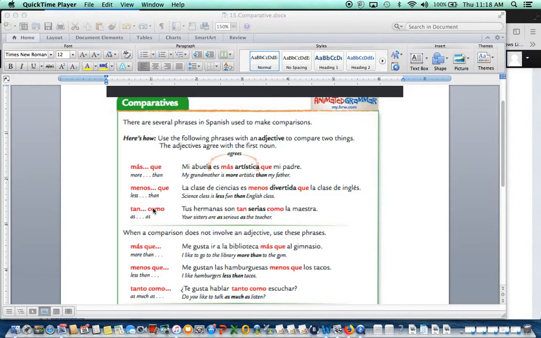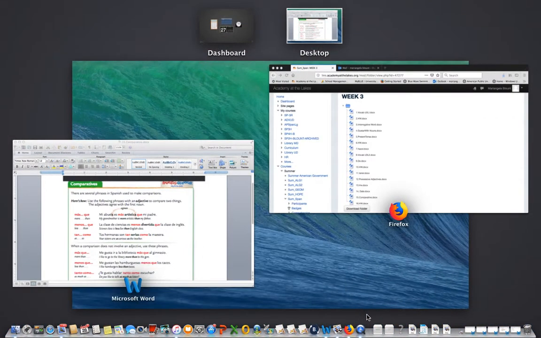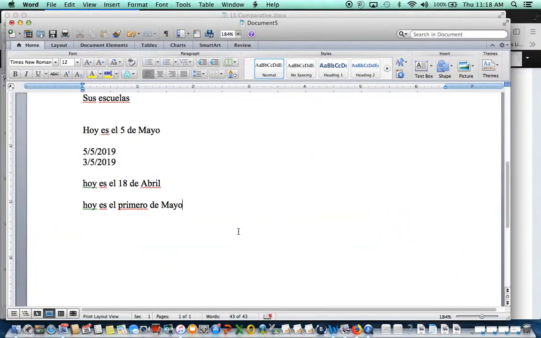All right? So we are going to go here. Okay, here. And we're going to use más. Más que, which is more than, right? And like I said, you need to have an adjective and you need to have a verb and you need to have a subject. You need to have everything that you need to write a complete sentence. And this comparison is unequal, all right, because it's more than.